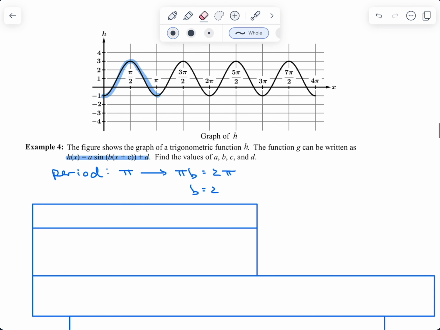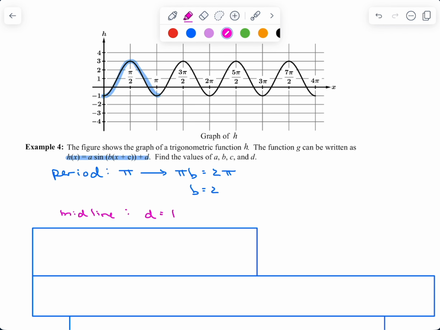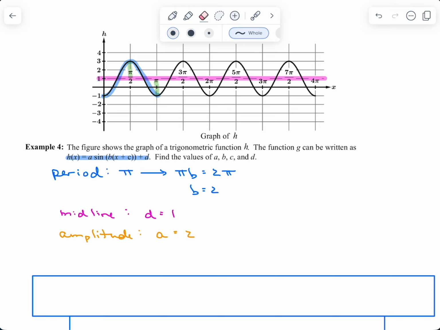As far as my midline, that turns out to be 1. I have all of my halfway points right there at 1, and then my amplitude is going to be, again, 2, because it's 2 units above and 2 units below. So similar to what we just had, but we're going to take a look at these.